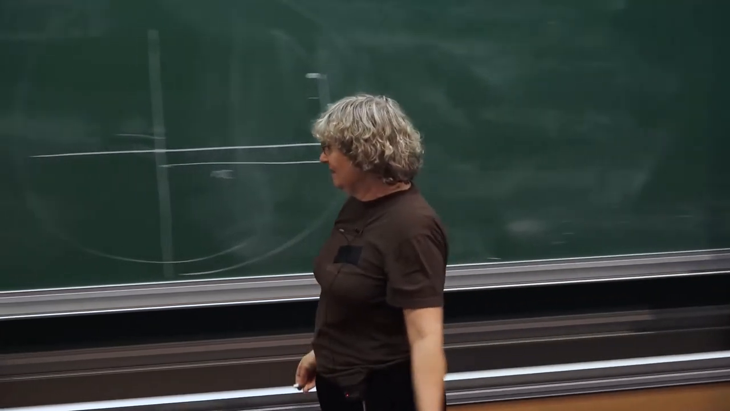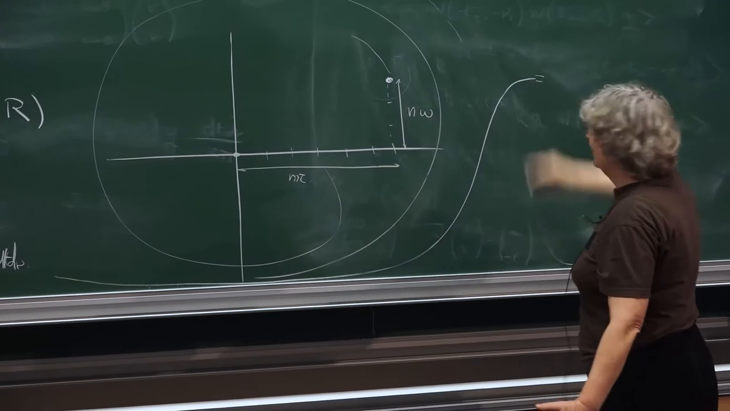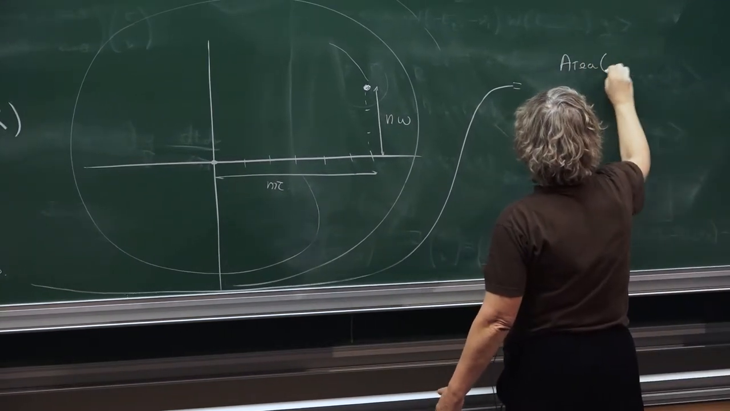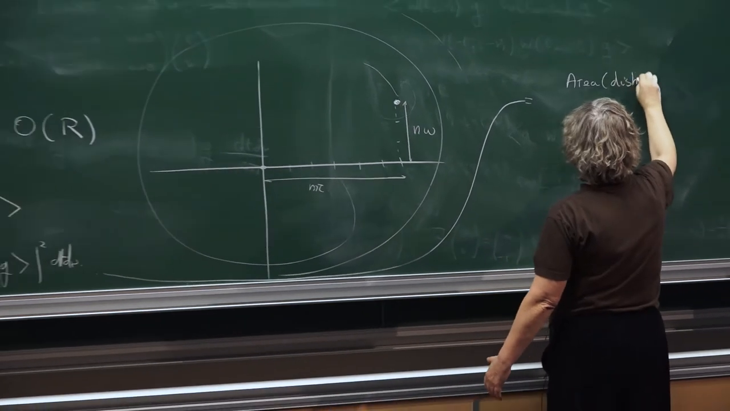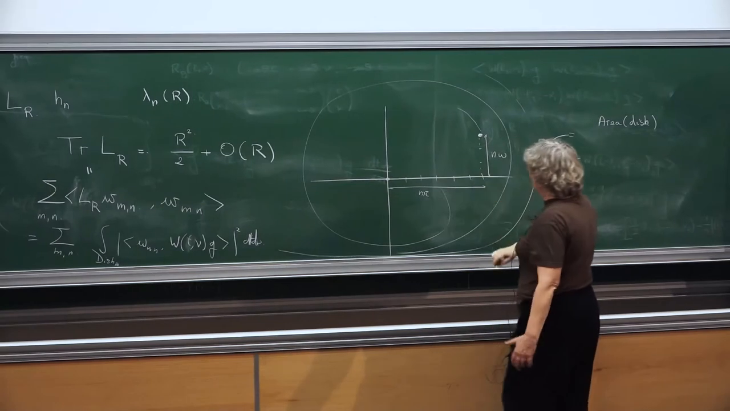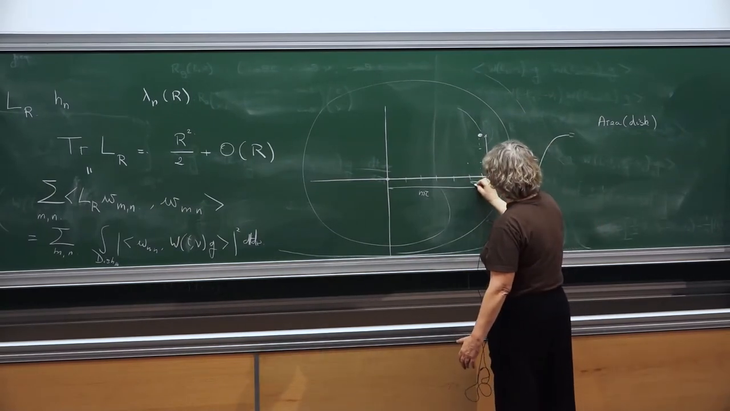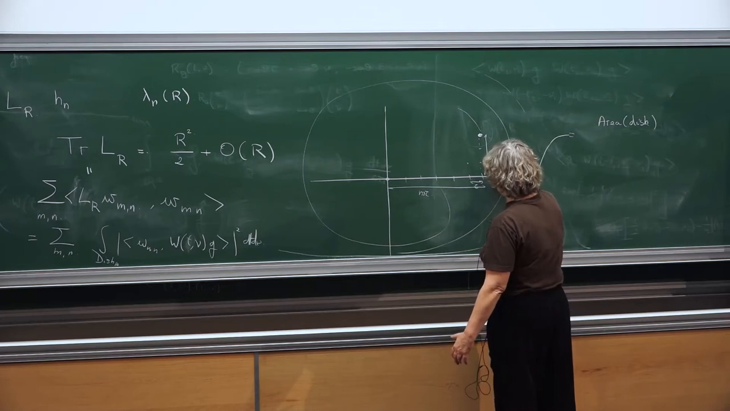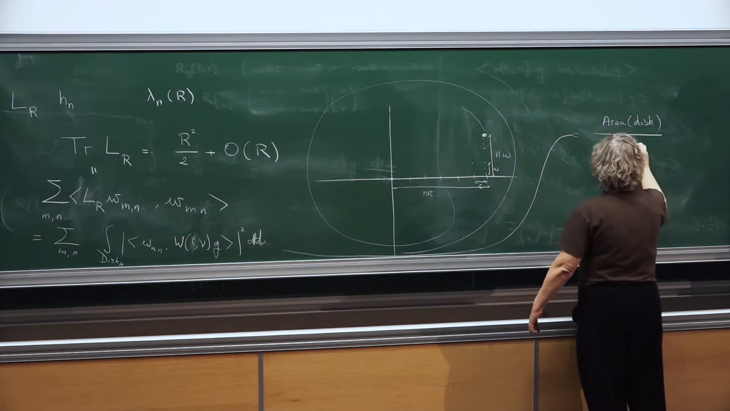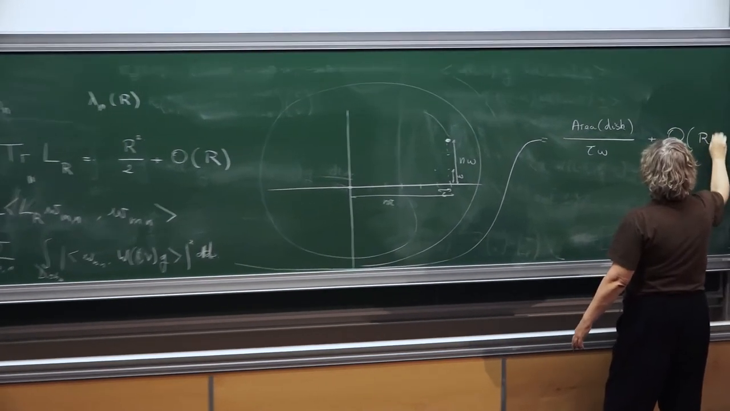So I'll get that this is going to be equal to the area of the disk divided by, well, how many points will I have? Since each of these cells is tau omega wide, has a dimension of tau omega, divided by tau omega. And then I'll have something of order r.